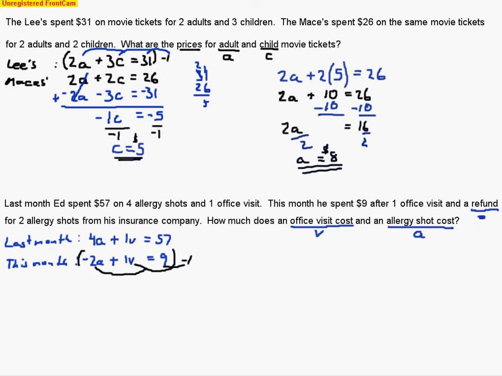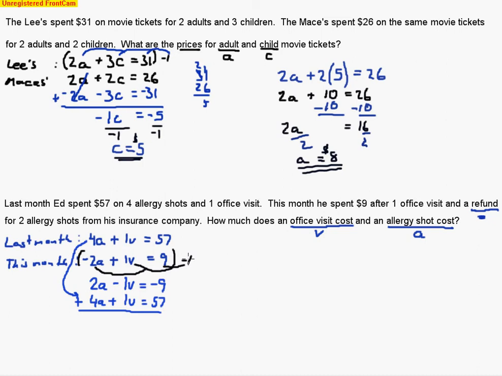And let's rewrite what we've got. So I'll rewrite this month's equation as 2A minus 1V equals negative 9. And let me just bring this one down, right down here, and I'll rewrite that as 4A plus 1V equals 57. So now I'm ready to add this stuff together, and I get the office visits to cancel.